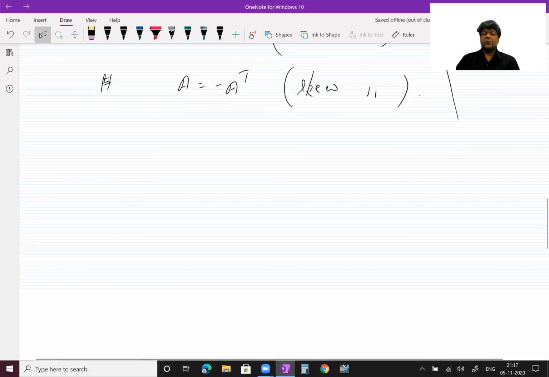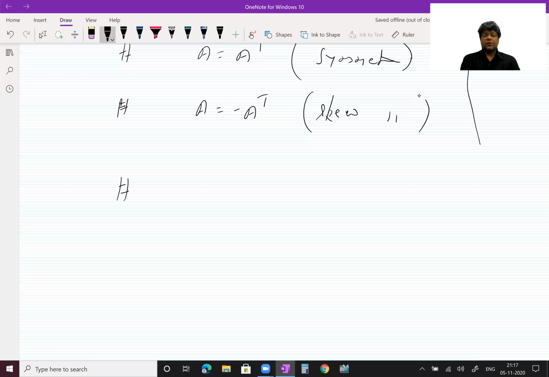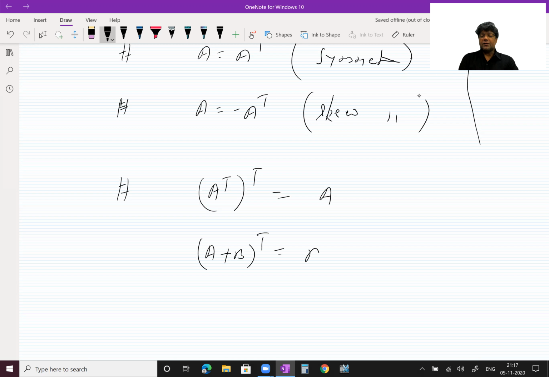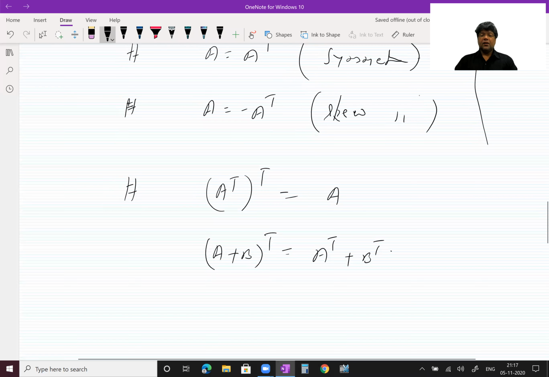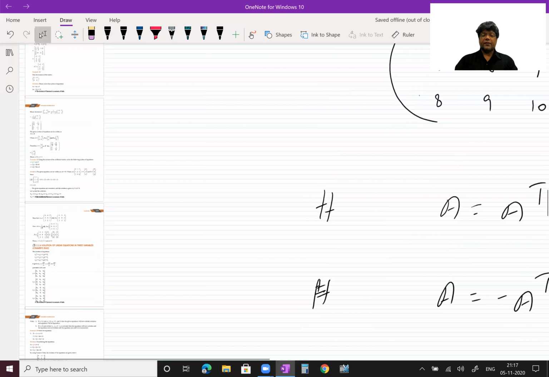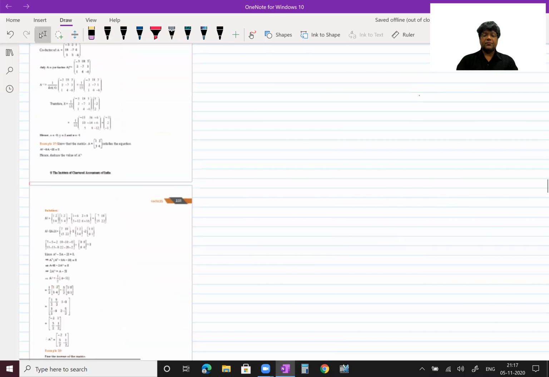Properties also. Transpose of A transpose is equal to A. A plus B whole transpose is equal to A transpose plus B transpose. Guys, all these properties already you have done. Maybe written in your book also. Wait, I will show you from your book.